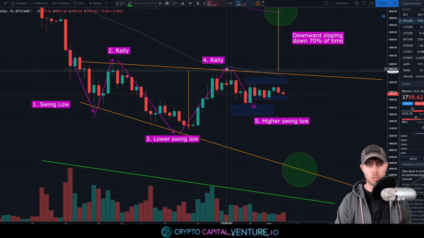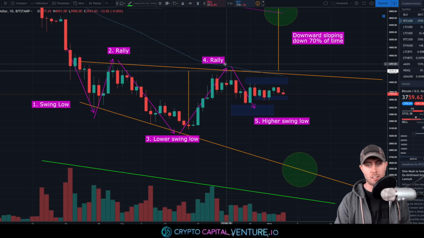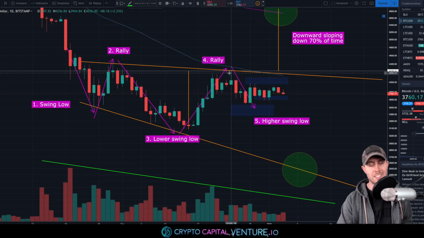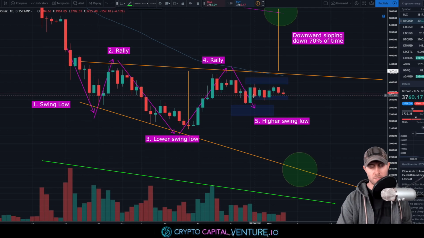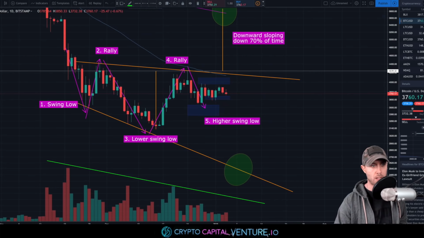Rally, step 4, back to the neckline, right? And then from that rally, another low. However, this next low is a higher swing low. So we have a low, a lower low, and then a higher low. And that is the final step in the process. Now, the confirmation step would be for Bitcoin to break and trade above the neckline.